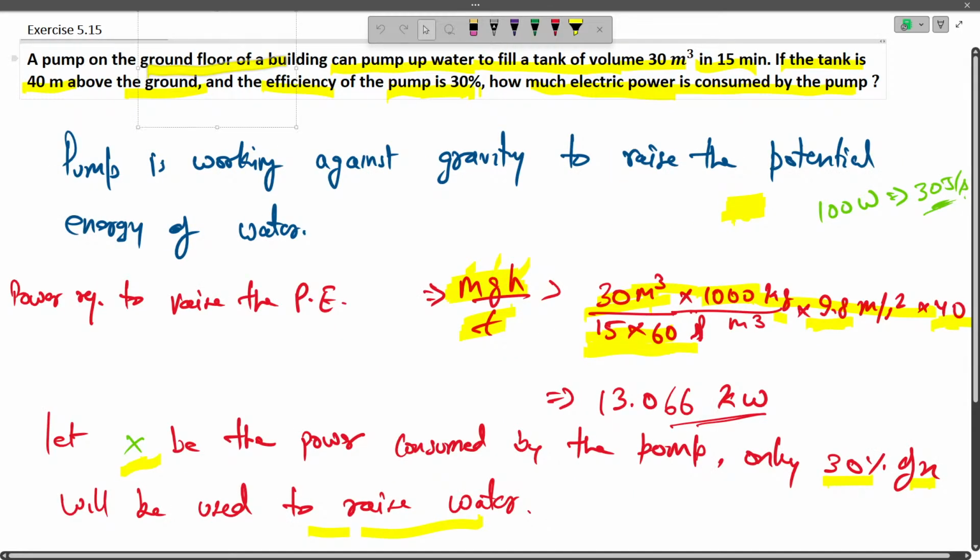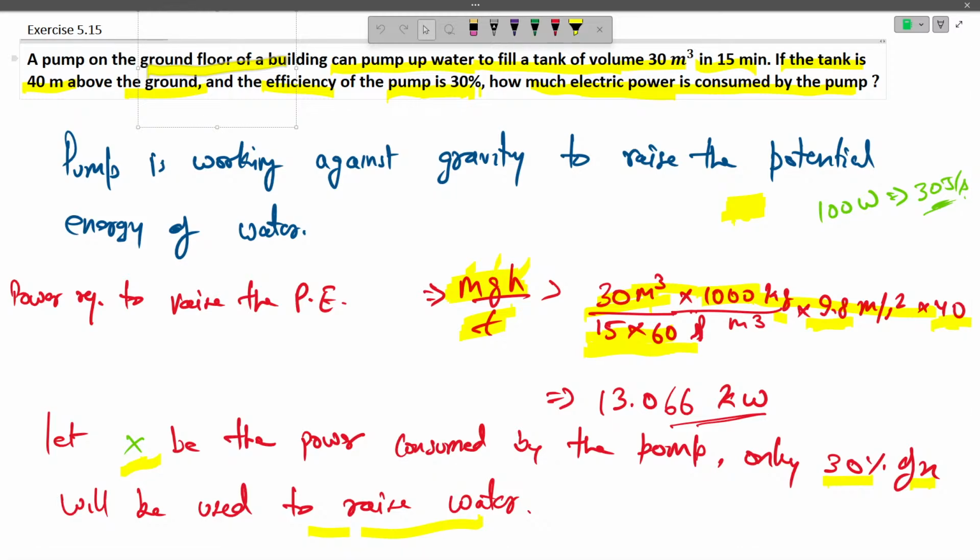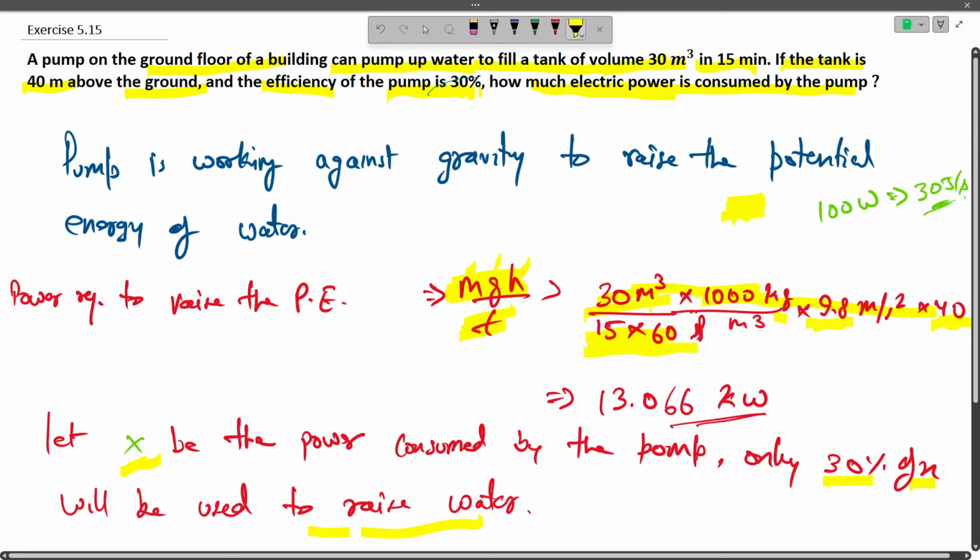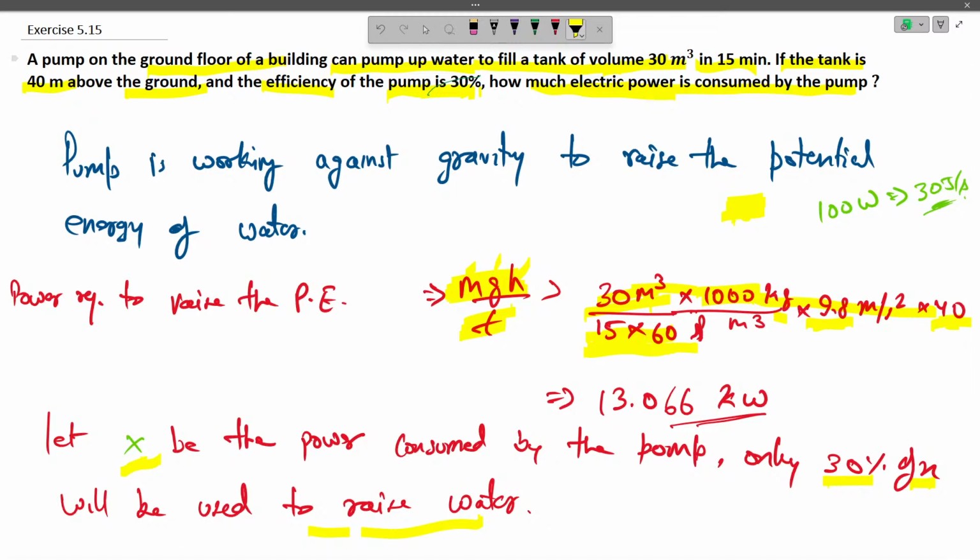A pump on the ground floor of the building can pump water up to fill a tank of volume 30 meter cube in 15 minutes. If the tank is 40 meter off the ground, what is the efficiency? And the efficiency of the pump is 30%. How much electrical power is consumed by the pump? So here we have been given the efficiency of the pump, that is 30%, and we have been given the volume of water that has to be lifted by 40 meter. So here we have to find out how much electric power is consumed by the pump.